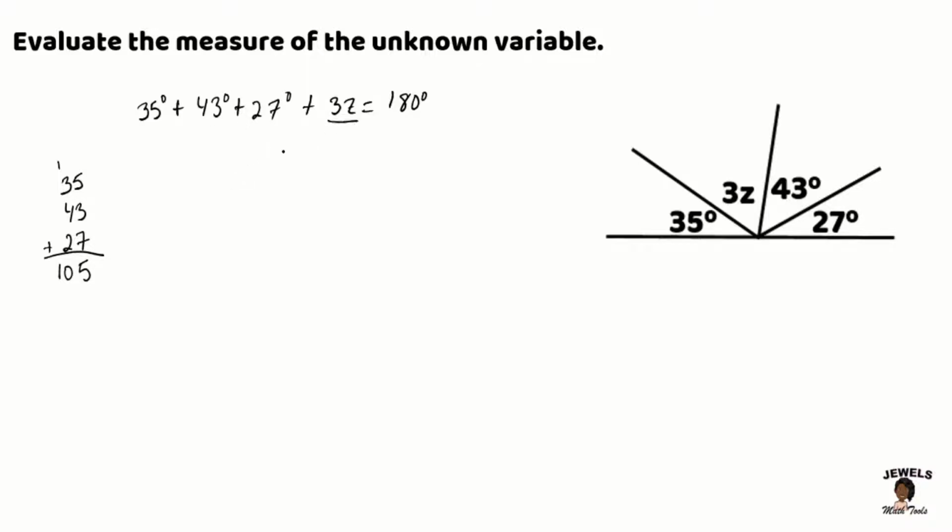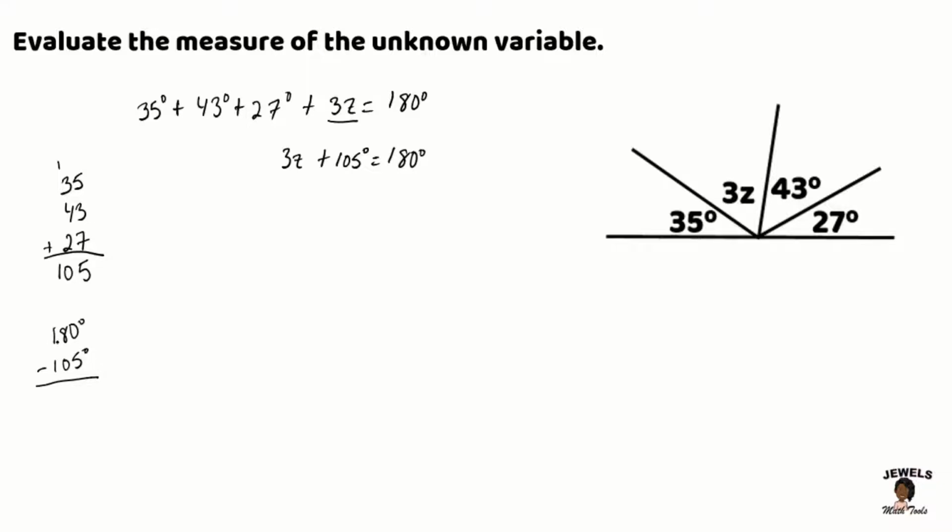So we now have our 3z remaining plus our 105 degrees, which should equal 180 degrees. So I'm now going to perform a second step, and I'm going to subtract my 105 degrees from my 180 degrees. Now our 105 degrees is the sum of the numbers that we just added, and since we know the total for these angles, we're going to remove that total from our 180 so that we're only working with whatever measurement is remaining.